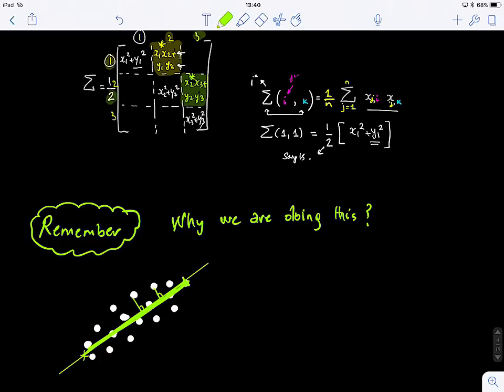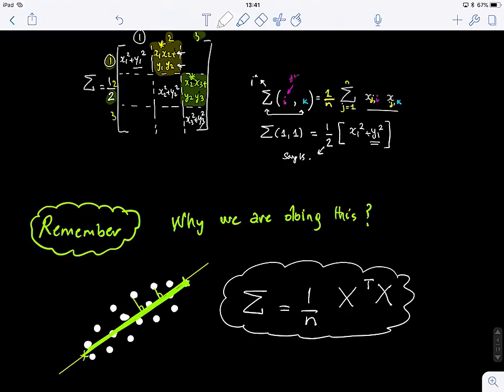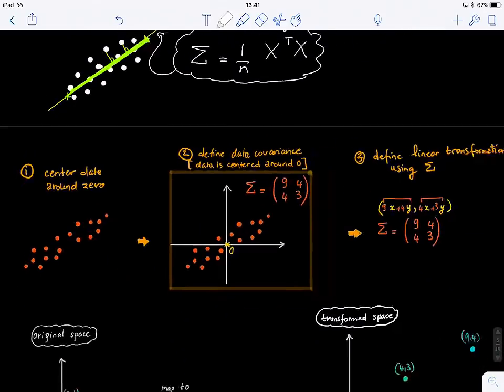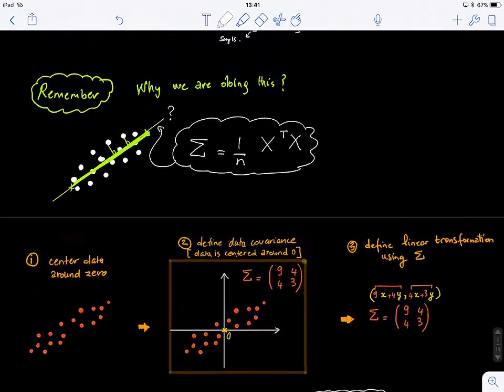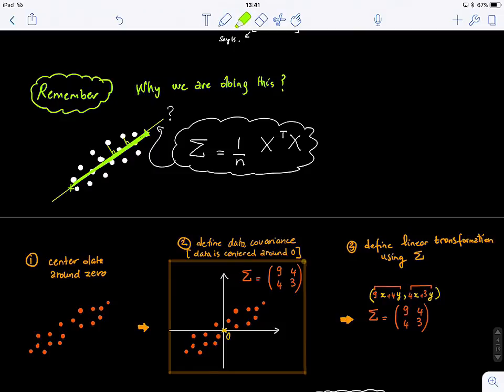Now, let's look particularly at the covariance of the data itself, the covariance sigma of our data. We have n samples, X transpose X. Let's see how, using this covariance, we will be able to discover this axis. How can we do that? Now I'm going to give you intuition, in very few steps. First, we need to center the data. So this is the data centered around 0. Next, we define the data covariance.